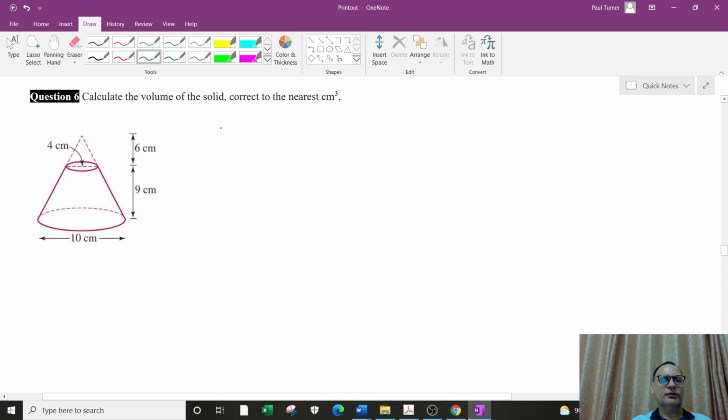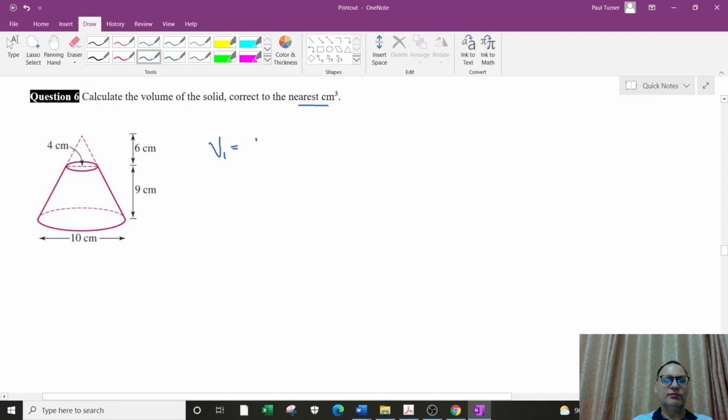This is question 6. We want to calculate the volume of this solid and write the answer correct to the nearest cubic centimetre. So the first thing we need to do is look at what shapes we have. We can see we have a small cone here which has been removed from the top of a larger cone. That's a frustum, or a truncated cone, as in the previous example. So let's get the volume of the large cone first.